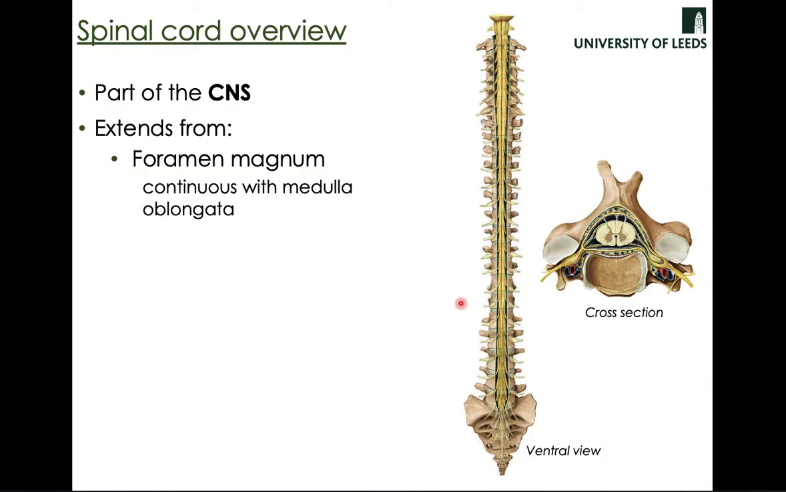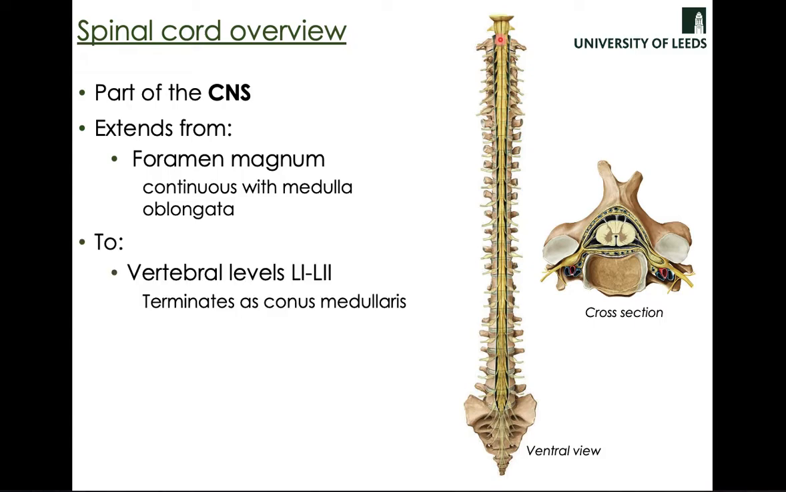Where does it start? Where does it end? Well, it is continuous with the medulla oblongata. So here is the brainstem, here is the medulla oblongata, and the spinal cord is continuous with it at the level of the foramen magnum. The spinal cord continues going down, housed inside that vertebral canal, but it's actually going to end at the levels between the L1 and L2 lumbar vertebrae. This termination of the cord, we refer to as the conus medullaris.